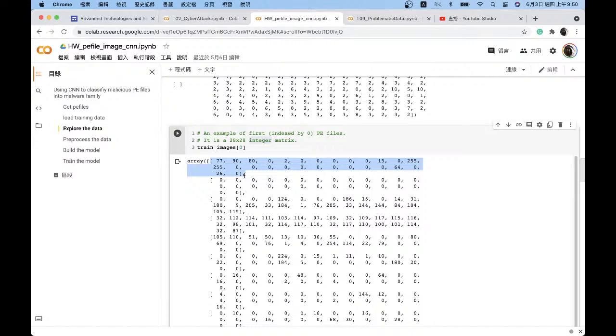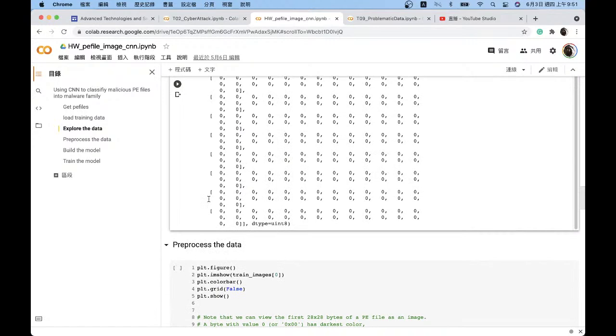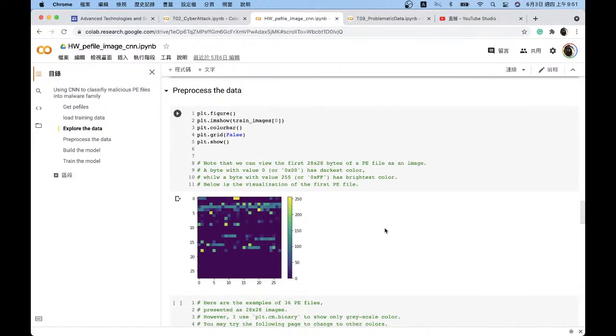As we know, each byte has 8 bits, right? So we can use a value to represent this byte, between 0 and 255. So the first byte is represented as 77 if you use a decimal system. So that is the first 28 bytes, that is the second 28 bytes, and so on. So we have 28 by 28, and that is a very special analysis.